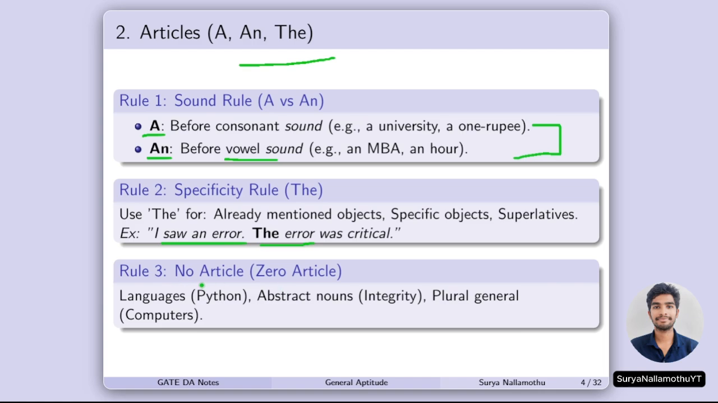In some cases, no article is used. CSS and Python are languages; we don't say the Python, like the integrity, the computers. In these cases, no article is used. Python is a very interpretable language. So we don't include a or an in that case. These are the rules we have for articles.